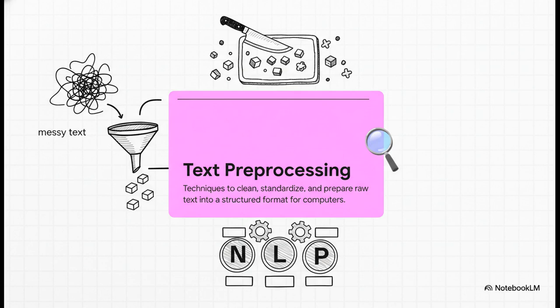Think of it as our toolkit. It's this whole set of techniques we use to turn that messy text into a clean, structured format that a machine can actually work with. It's kind of like a chef doing all the prep work, chopping the vegetables, measuring the spices before they even start cooking. It is the absolute foundation for everything in natural language processing, or NLP.